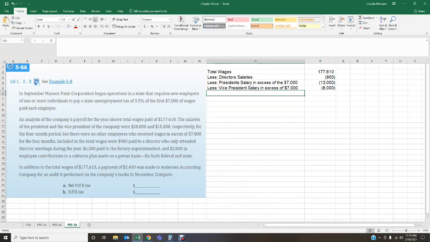Okay. Now, we're also going to deduct the problem states. Okay, so we already took care of the president. We already took care of the vice president. Okay, we took care of the director, the $900 payment to the director. Okay, it says $6,300 paid to the factory superintendent. That is irrelevant information. Okay, I don't care. The superintendent is an employee, so those $6,300 should be covered. So we don't have to do anything with that. Okay, and then it says $2,000 into the employee contributions to a cafeteria plan made on a pre-tax basis.